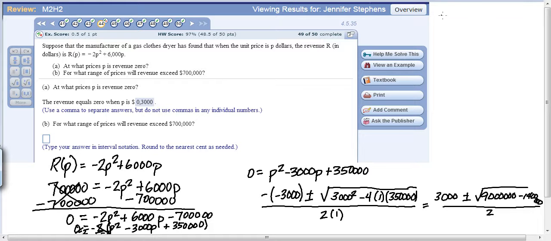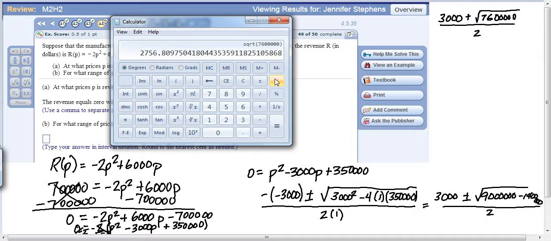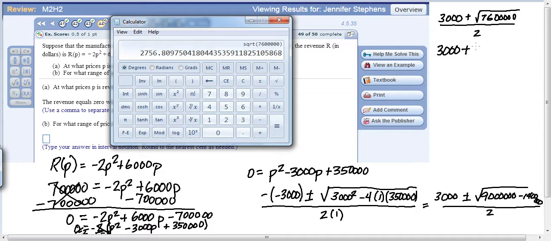Alright, so then we come up here and we say we have two solutions, 3,000 plus the square root of 7,600,000 over 2. Alright, so let's find out what that is. I'll pull out my calculator and we'll do that. So we find the square root of 7,600,000, and we get this number here. Let's take a couple extra decimals, but it's 2756.809. So 3,000 plus 2756.809. Let's just call it .81. I think it'll be fine with .81 on your problem.